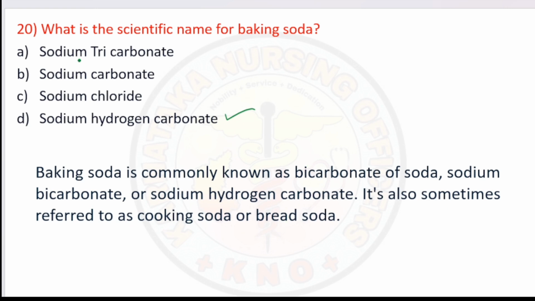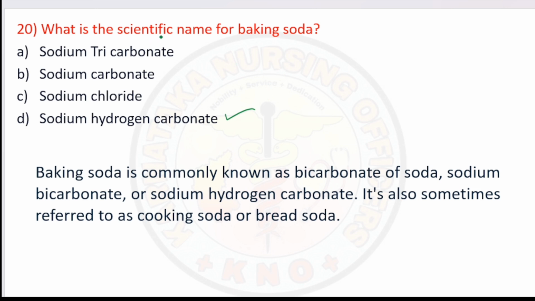If you look at the options, bicarbonate of soda is not given. Sodium bicarbonate is also not given. Here it is simply given as sodium carbonate, not sodium bicarbonate. So this option is wrong. And sodium hydrogen carbonate is given, right? Hence option D is the correct answer for this question.